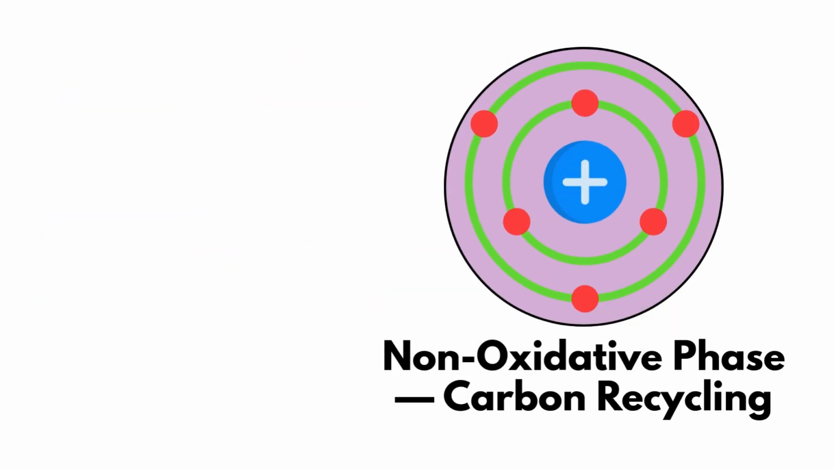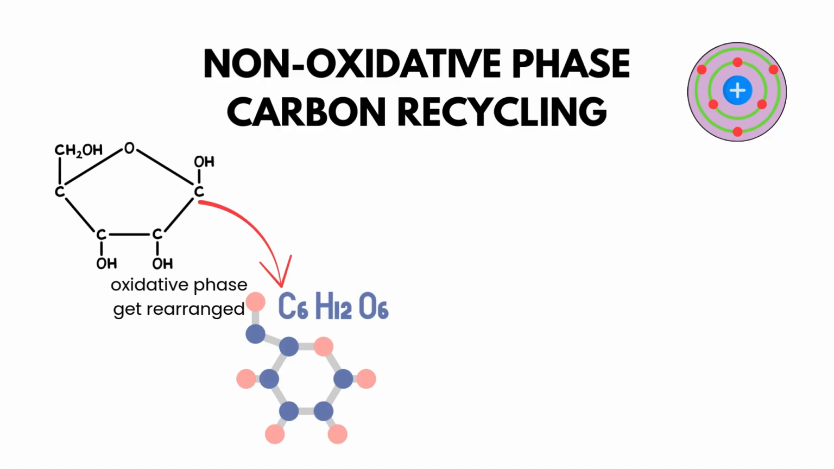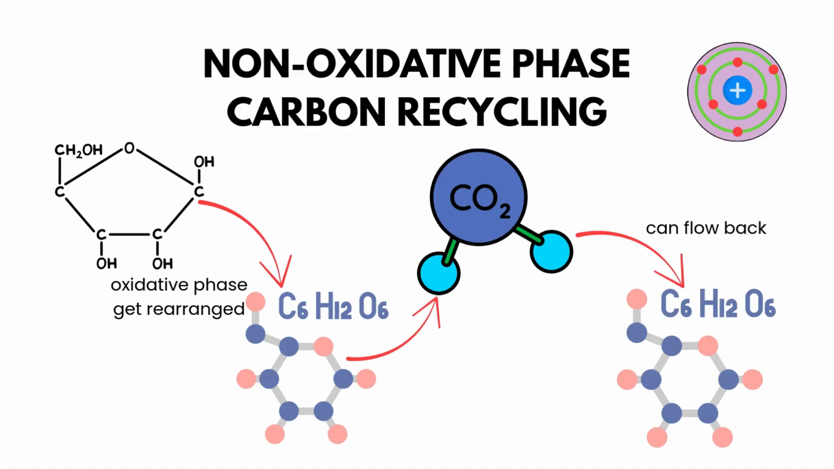Non-oxidative phase, carbon recycling. The pentose sugars from the oxidative phase get rearranged into glycolytic intermediates. This means carbons can flow back into glycolysis or keep circulating for other pathways.